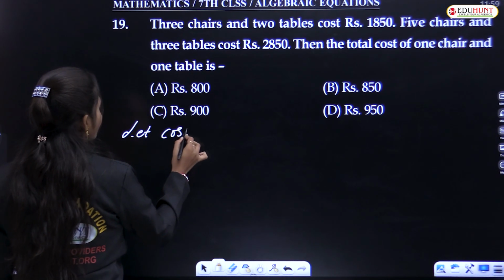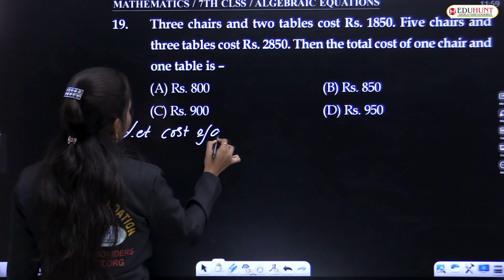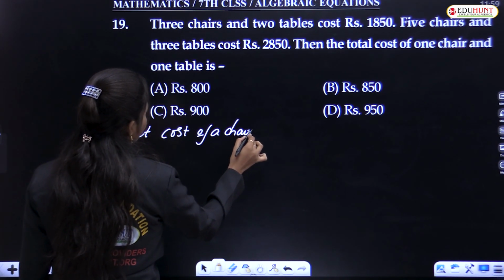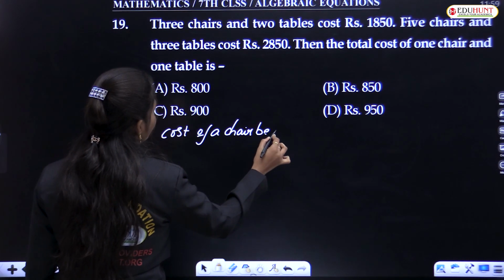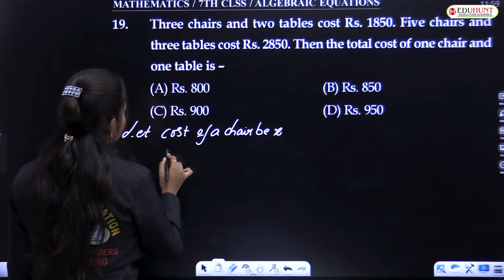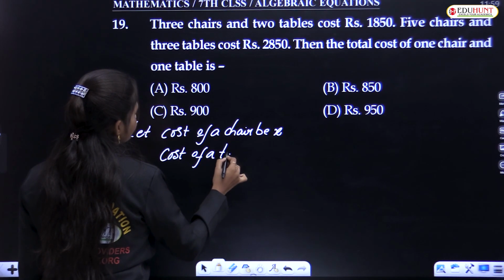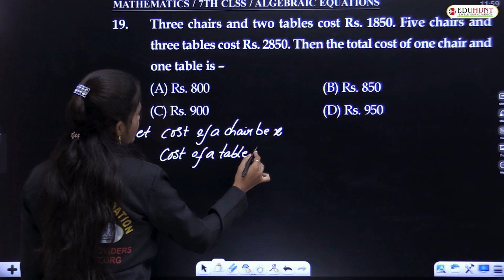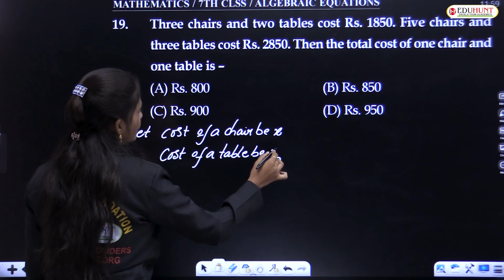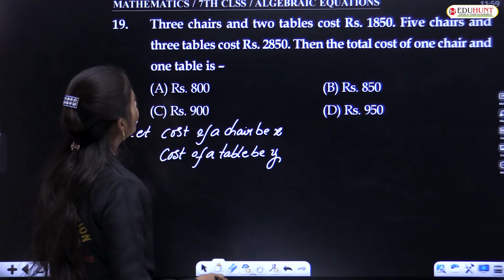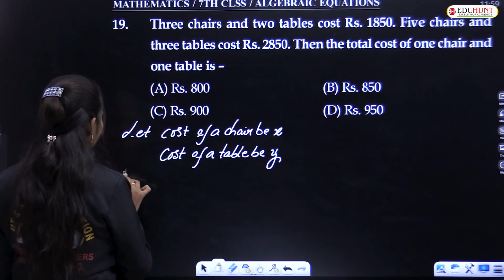Let the cost of a chair be x. Next, let the cost of a table be y. Take that x and y. Now here are the conditions given by the problem.